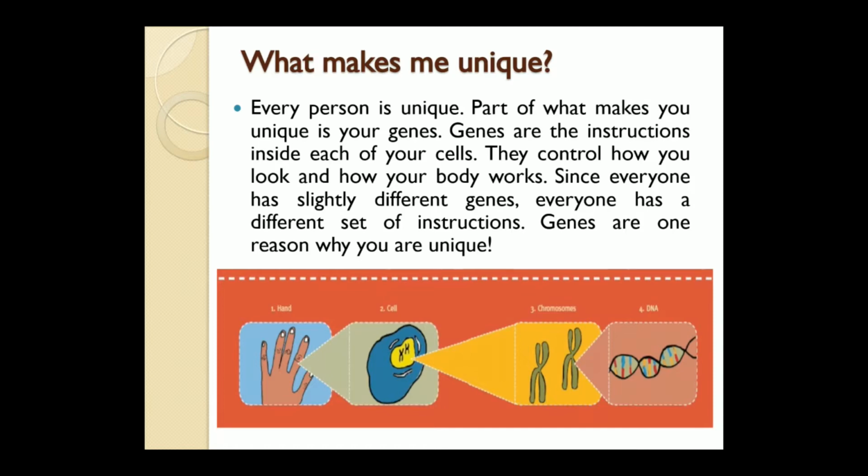Since each and everyone has slightly different genes, everyone also has a different set of instructions. Each and every human being is 99.9% similar, but that 0.1% dissimilarity makes us unique, and those dissimilarities are basically present in the genes. So that is why genes are the basic reason which makes you and me unique.